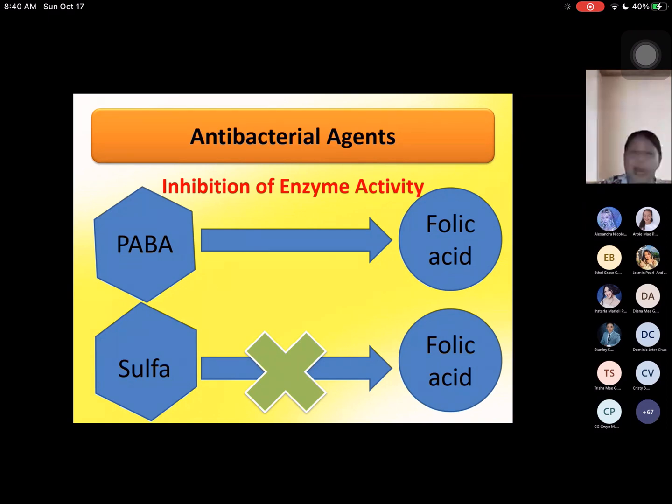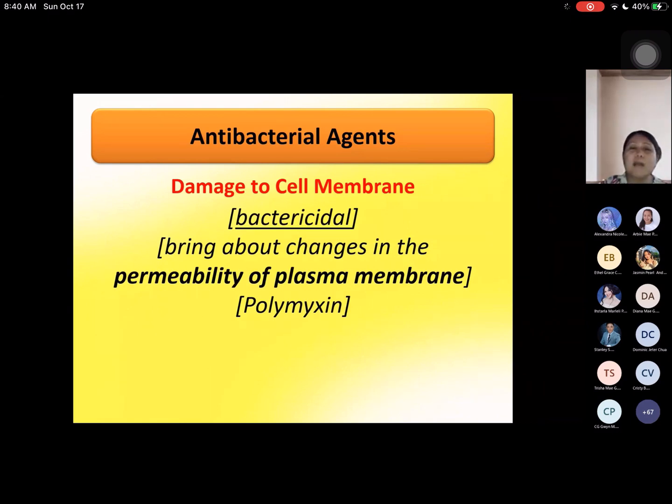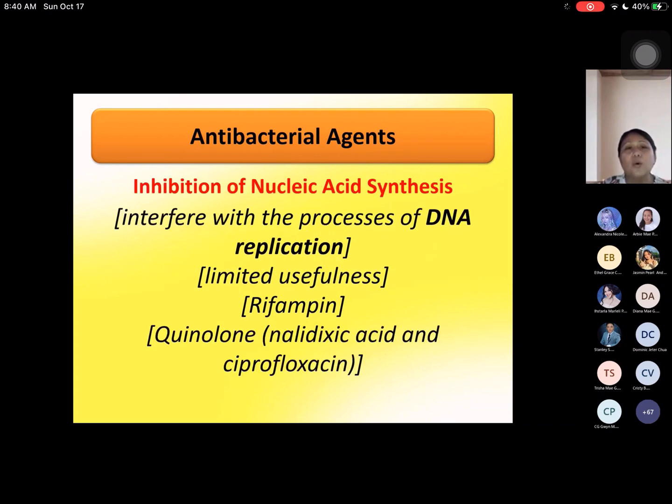Okay. Next is damage to the cell membrane. One of the modes of action of the antibacterial agents is bactericidal, so they kill most of the bacteria. It brings about changes in the permeability of the plasma membrane. An example of this antibacterial agent is polymyxin. Okay? They usually damage the cell membrane, so they result in the loss of important metabolites from the cell. Okay? So in the inhibition of nucleic acid, they interfere with the processes of DNA replication.